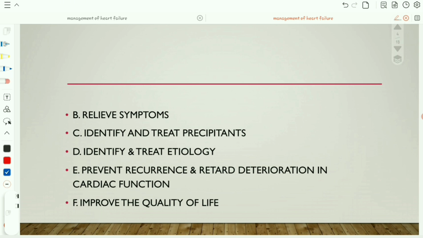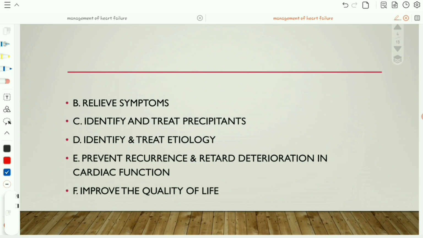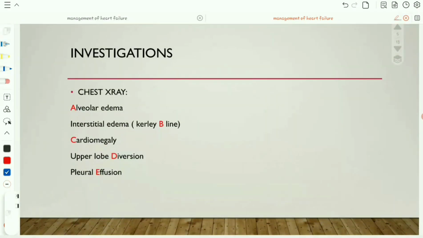Now, after you've said all this, I'm sure your examiner will be like, oh, this person actually knows what he or she is saying. I can promise you, you've actually impressed your examiner by just giving him or her these principles of management. Now, the next thing is the investigation.